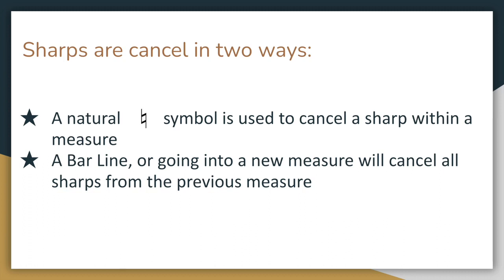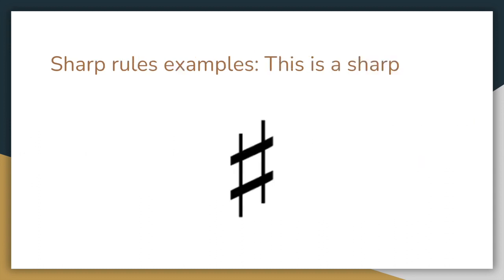A bar line, or going into a new measure, will cancel all sharps from the previous measure. So every time we go into a new measure, the sharp starts all over again. All right, so let's go through detailed examples of sharps. So once again, here's the sharp.